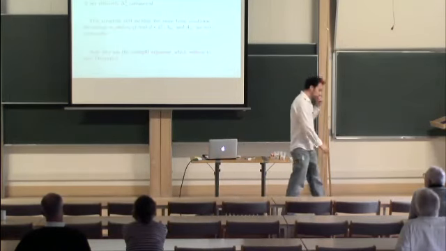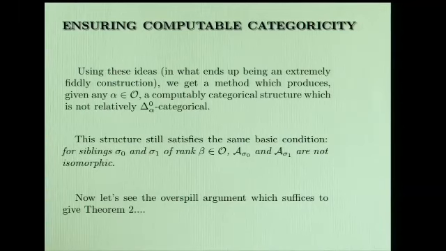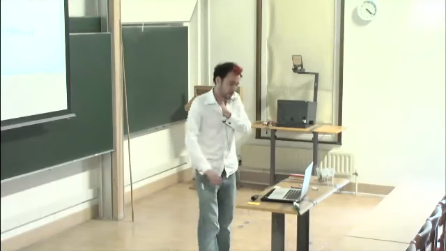Using that basic idea and a few others, we get a method which produces, given a notation for any computable ordinal alpha, a computable categorical structure which is not relatively delta-zero-alpha categorical. That's theorem 1. And this structure still satisfies the same basic condition that siblings give rise to non-isomorphic substructures. Now let's see the overspill argument.